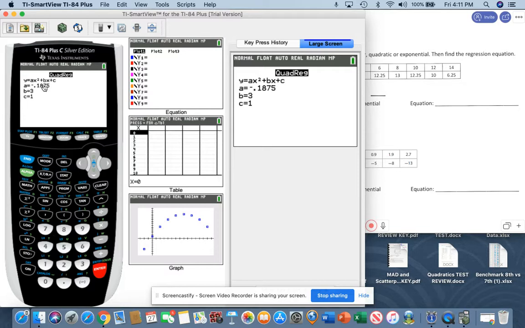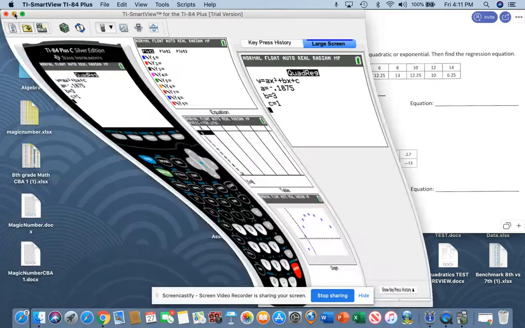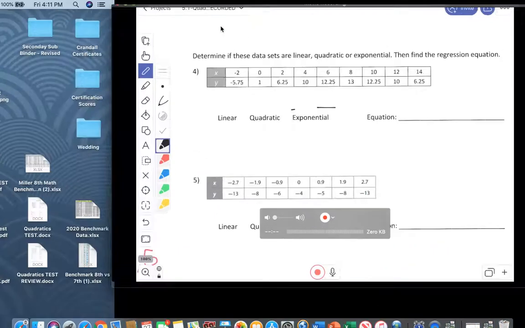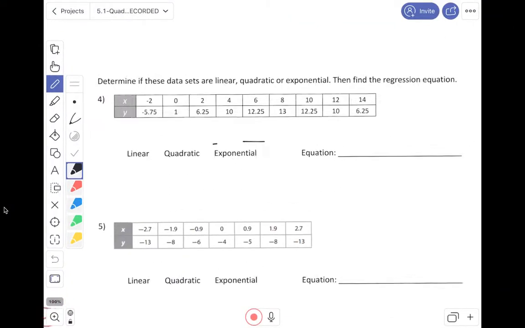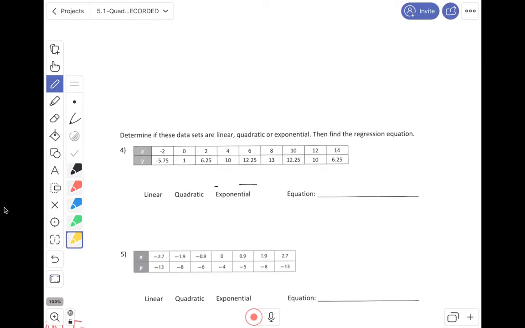Ta-da! There's our A, there's our B, and there's our C. So if we go back to our notes, we determined, to determine if this is, let's write down all that stuff I just did on the calculator so you have something to go back to. Ta-da. To determine this stuff, here's what you do.